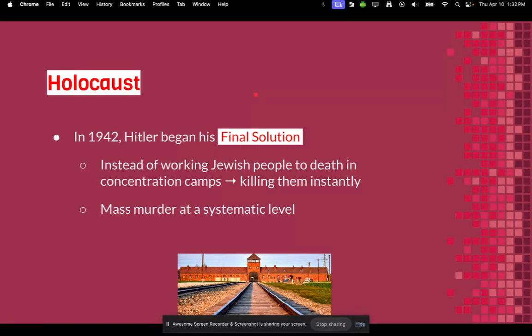So in 1942, Hitler began his Final Solution. Instead of working Jewish people to death in concentration camps, he decided to just kill them instantly. So this was mass murder at a systematic level.